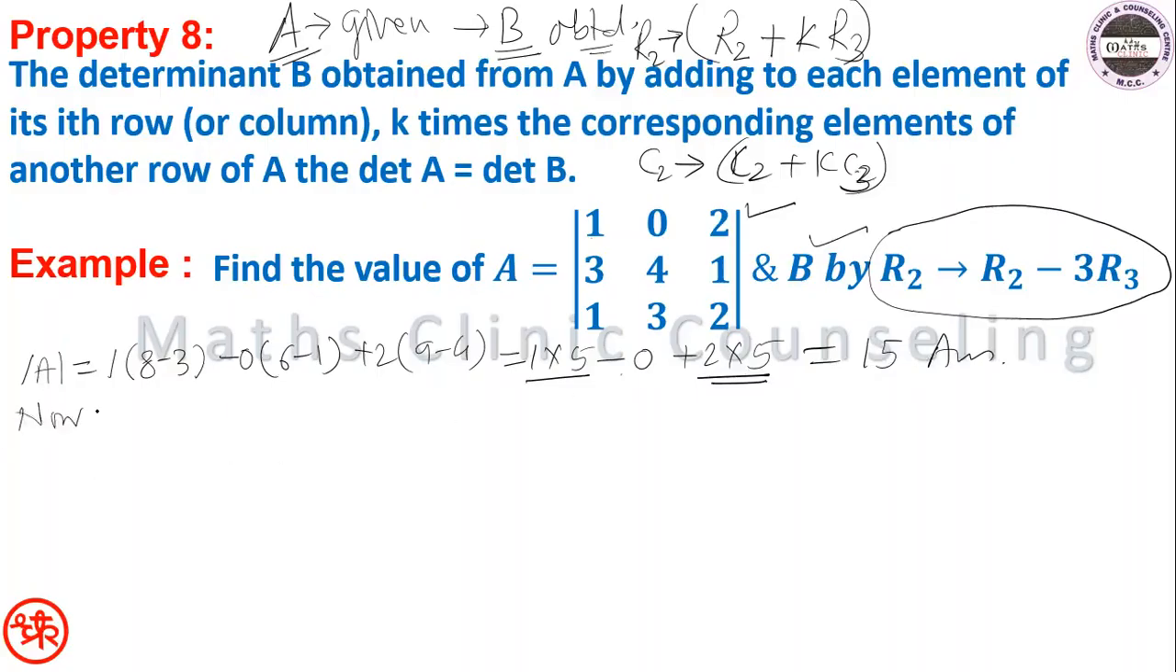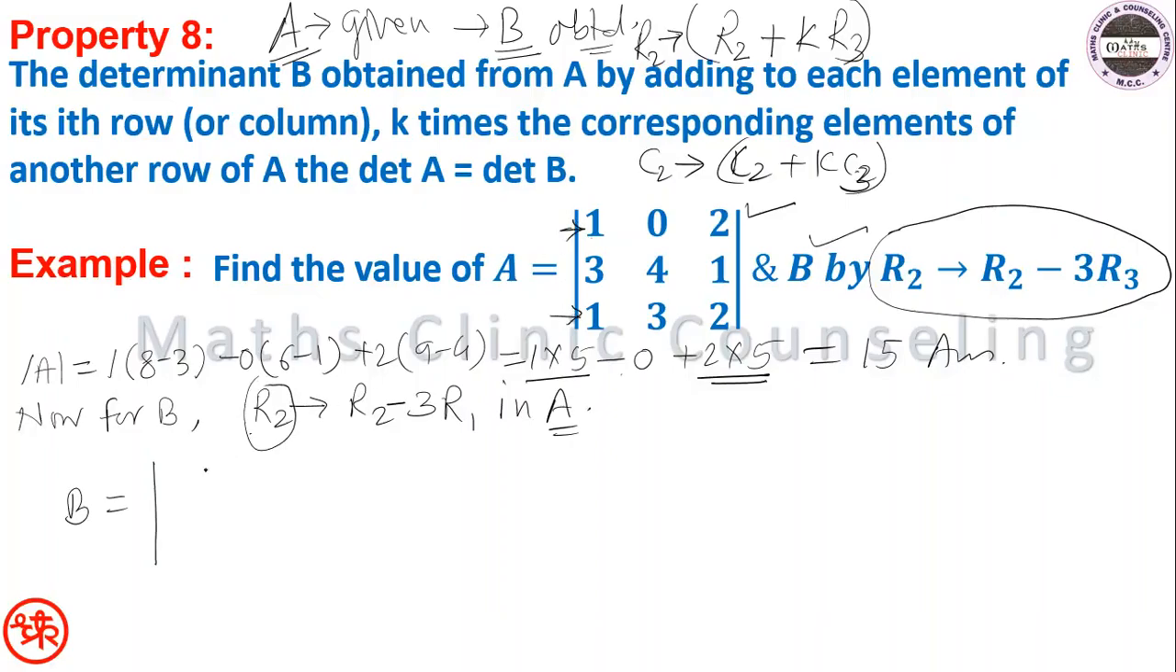Now for B, R2 goes to R2 minus 3R1 in A. So what is B now? Let us see. Now you tell me, in B only R2 is going to change. So R1 and R3 will remain the same. So we write R1: 1 0 2, R3: 1 3 2. And now we think about R2. So what is the formula? R2 minus 3 R3.